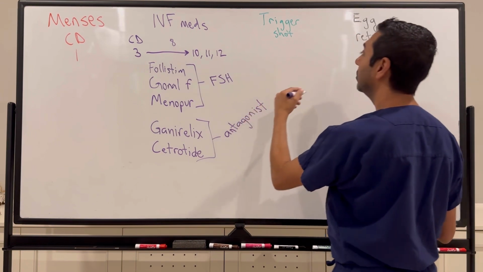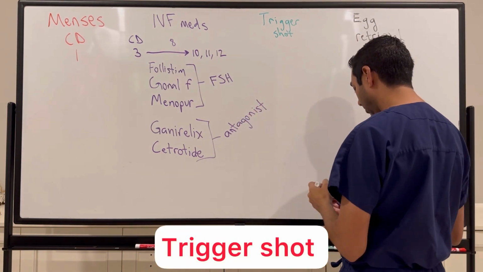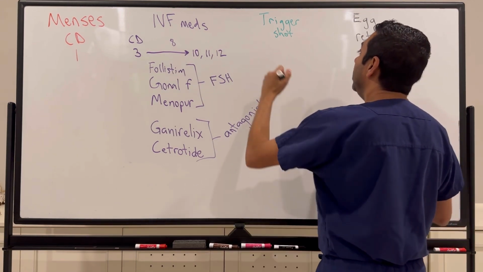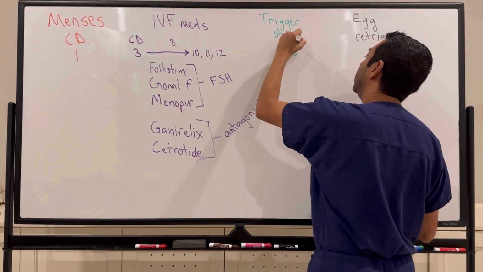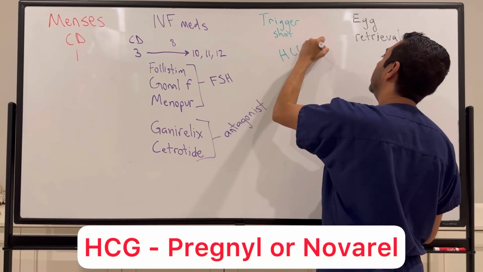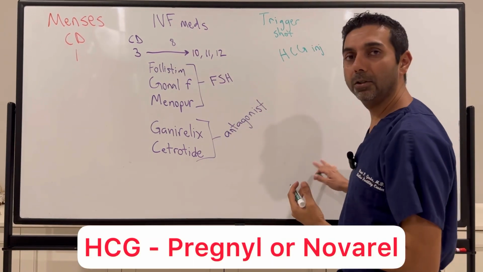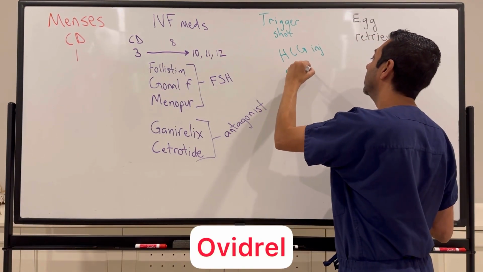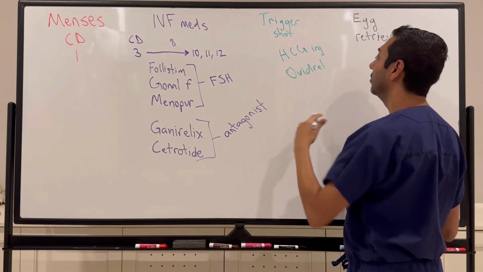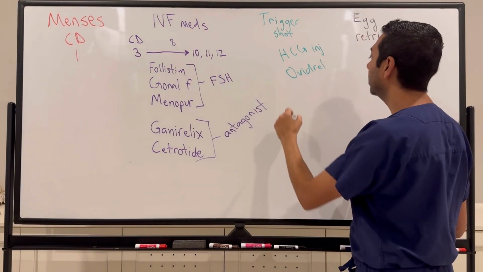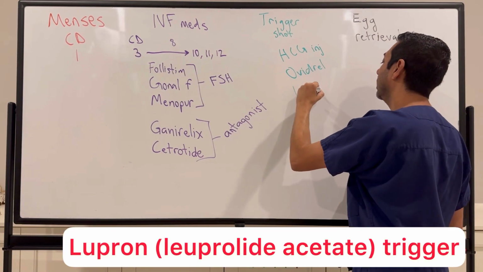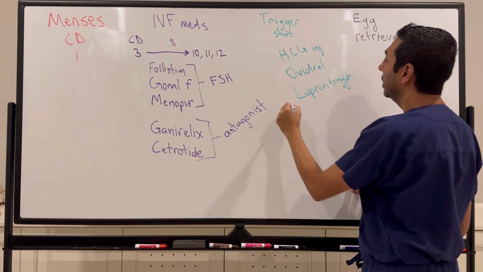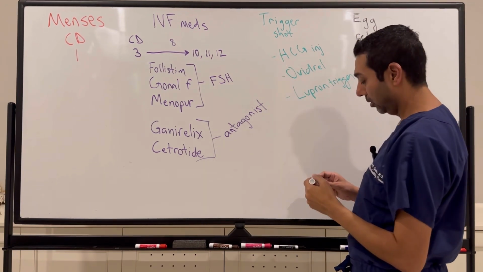And then when the patient is ready to give the trigger shot, you have a couple of options. So when we talk about trigger shots, you can give an HCG injection, typically Pregnyl or Novarel are the meds for that. You can give an Ovidrel injection, which is a different kind of HCG injection, or you can do a Lupron trigger. So there are a few different ways to do the trigger shot.